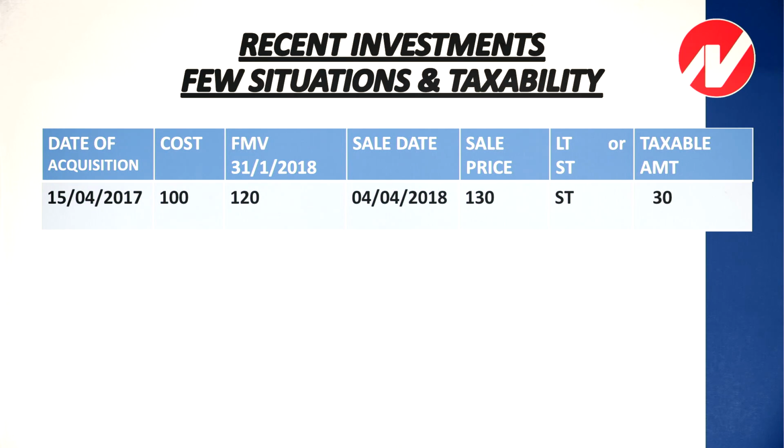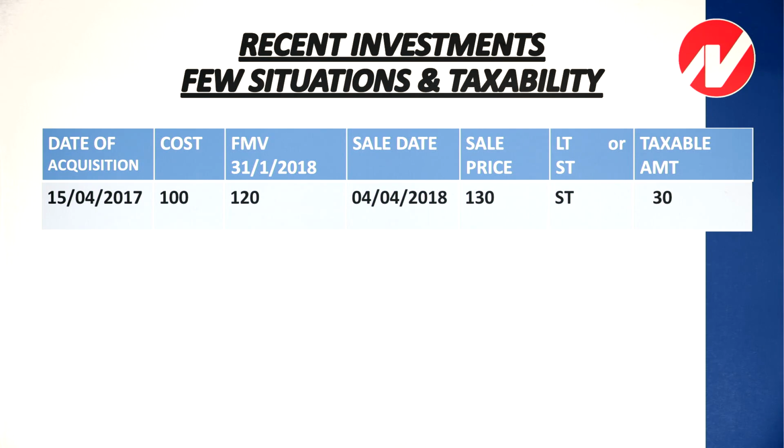Fair market value on 31st January 18 is 120. It is sold on 4th April 2018. It is sold, mind well, in the previous year 18-19 at 130. Now, if we compare the period of holding from 15th April 2017 to 4th April 2018, can we say it becomes less than 12 months and it would be short term? If it is sold at 130 rupees, it is short-term capital gain.